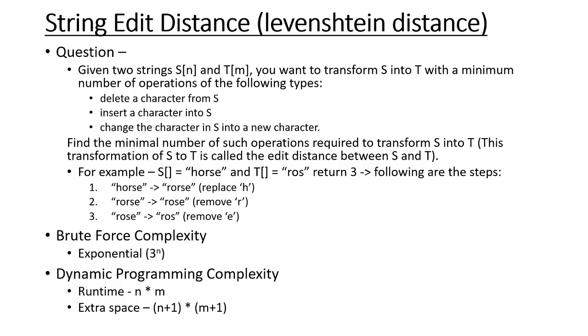So coming on to the operations, what are these operations? The first operation which we have performed on our source string is replacement of h. Then the second operation we have performed is a removal of r. And in the third operation we have removed the last e present in horse. So this is the way we converted our source string into the target string, and hence we will return 3 in this case.